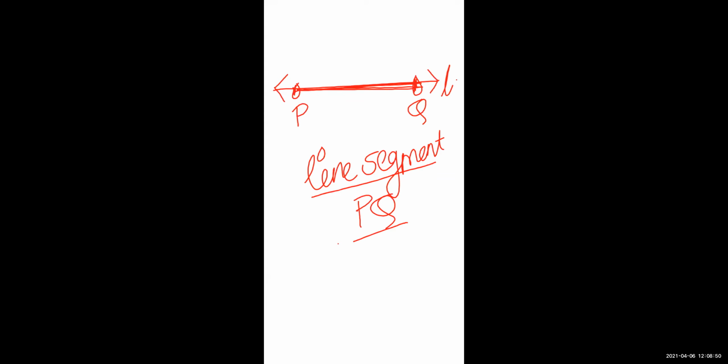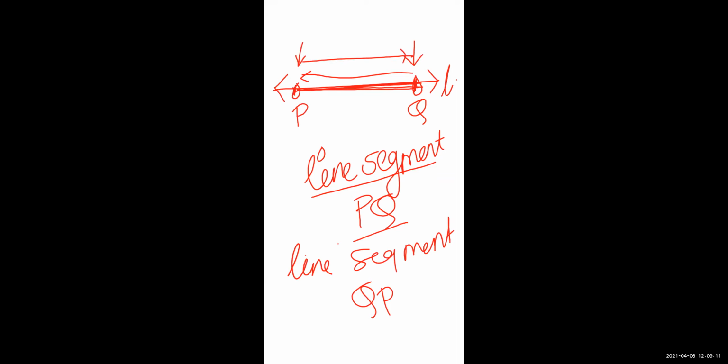Getting the difference between them. You can write it in this form, line segment QP also, because if you start with Q, it ends at P, and if you start at P, it ends at Q. So, getting the difference between ray and line segment. Yes, you can call it like that.